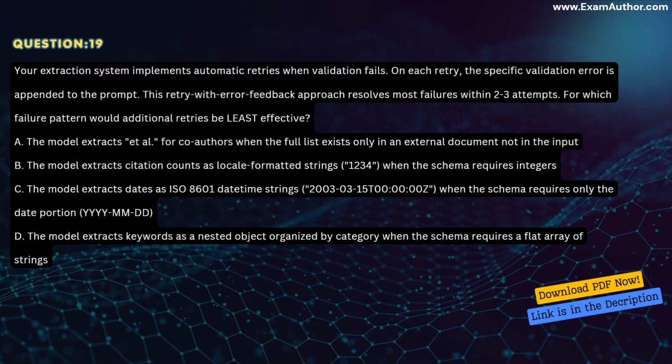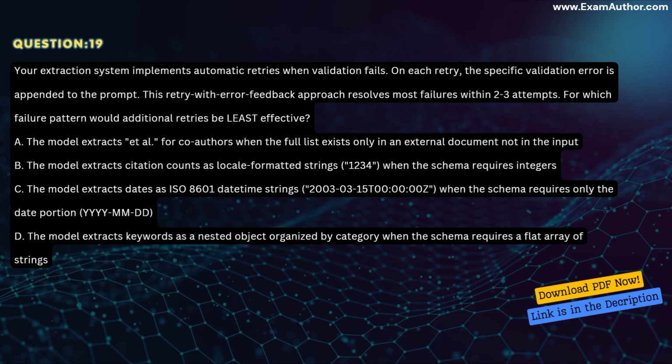Question 19. Your extraction system implements automatic retries when validation fails. On each retry, the specific validation error is appended to the prompt. This retry with error feedback approach resolves most failures within 2 to 3 attempts. For which failure pattern would additional retries be least effective?